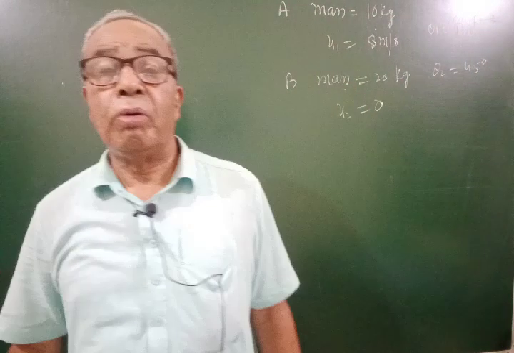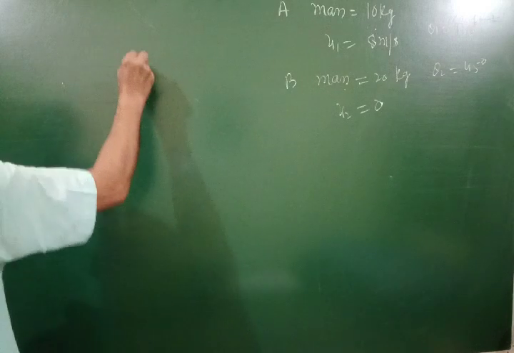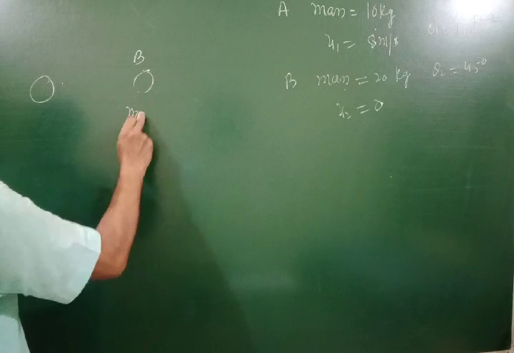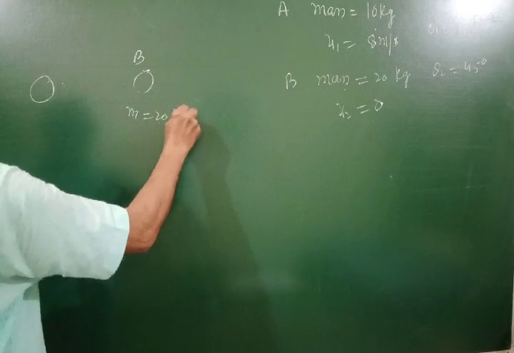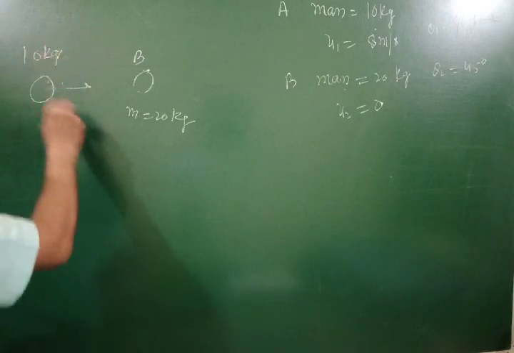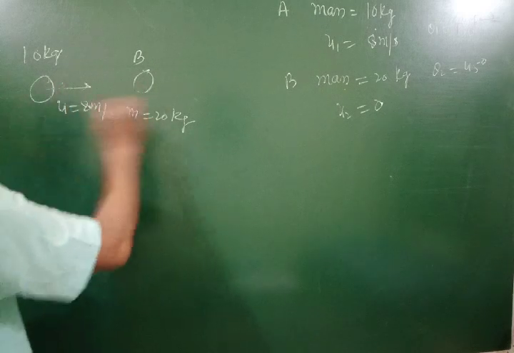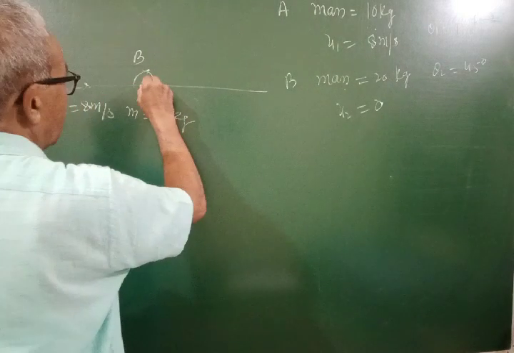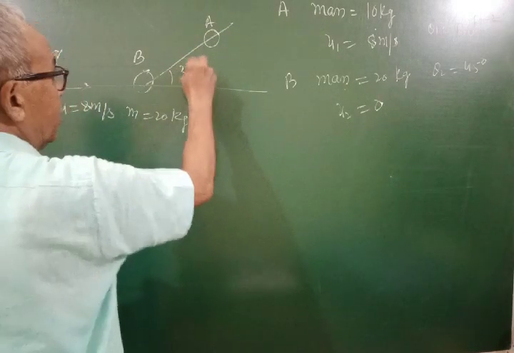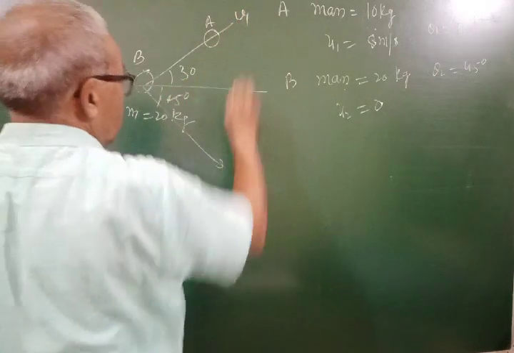It is a question of oblique collision in two dimensions. Here ball B is at rest and A is coming. B's mass is 20 kg, A's mass is 10 kg. Its velocity is 8 meter per second. After collision, A goes this way, making 30 degrees, and B goes at 45 degrees. So find V1 and V2.